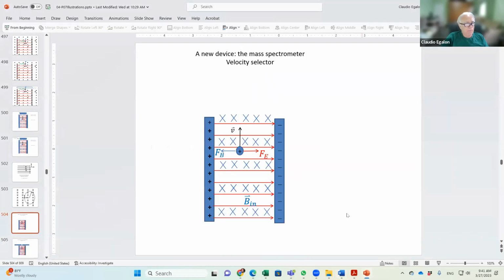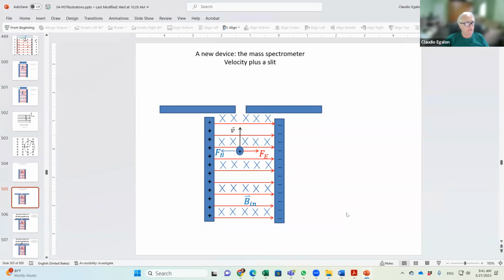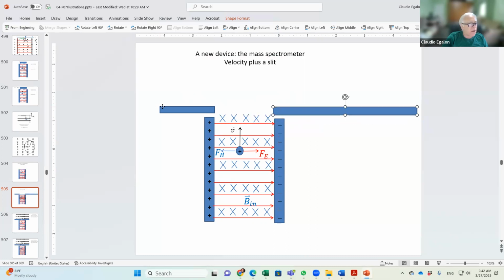So how does it work? Again, the mass spectrometer is a velocity selector plus something else. A velocity selector, a slit as well. Usually this distance here is very small. Don't be fooled by the drawing here. It's so small that we can come up with a slit like that. And this extends further down here, because we may have other particles passing closer to the positive or the negative plate.